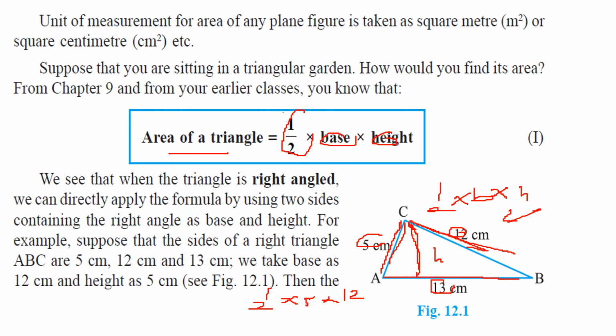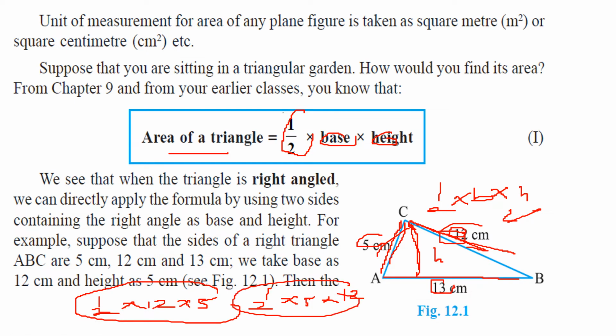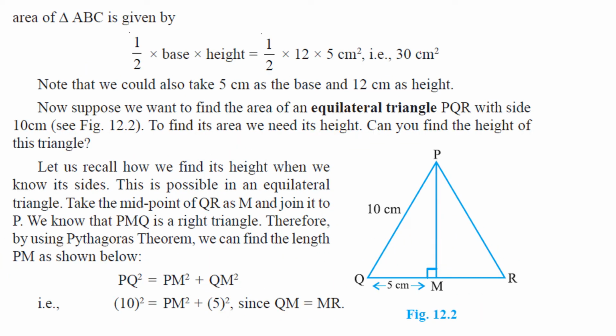This is the base and this is the altitude. So half into base 12 and altitude 5. So in both the cases, you will get 2 sixes are 12 and 5 sixes are 30. 30 is the area. So in both the cases, you get the area as 30 centimeters square. Either you take 5 as the base or 12 as the height, and vice versa.